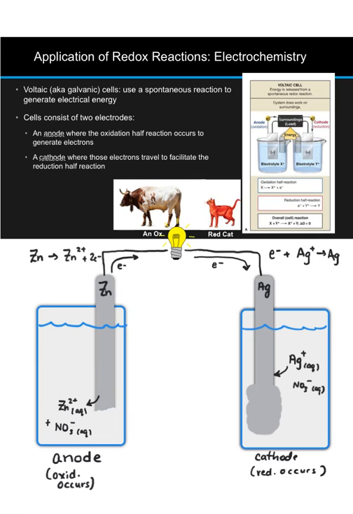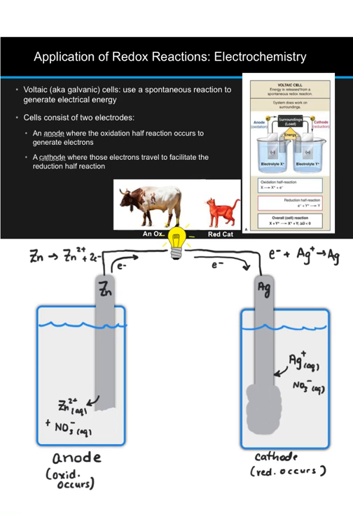Eventually, these disparities in charge, too much positive charge on the left-hand side in the left-hand cell, and too much negative charge on the right-hand side in the right-hand cell, will cause this reaction to stop and no longer be spontaneous. If we want this reaction to continue indefinitely, we've got to have some way to balance charge, in addition to just balancing redox reactions.